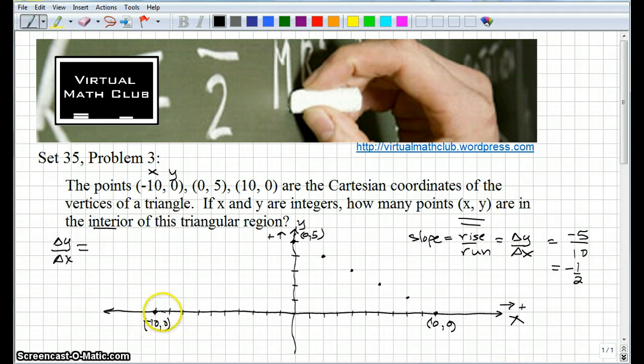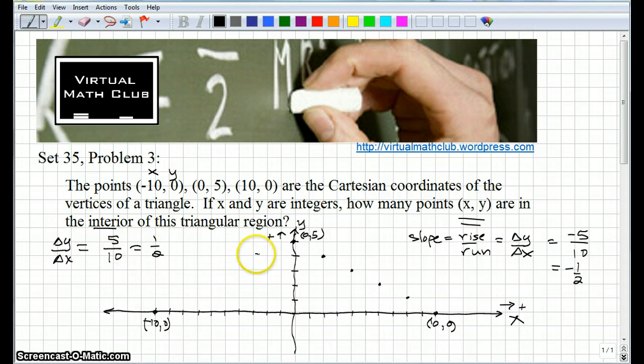But we could think of it as going from negative 10 up to negative 10, 0 up to 0, 5, and then we'd be going to the right by 10 and up by 5. So in that case, we're going up 5 and over 10. You can either think of it as going down and to the left or up and to the right.